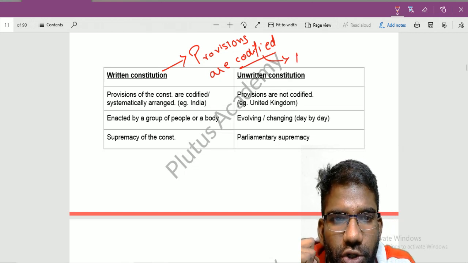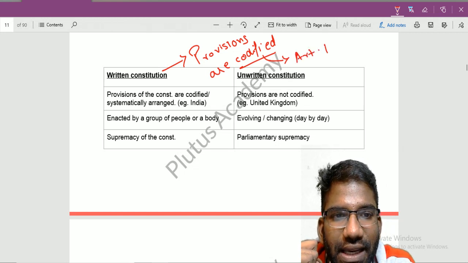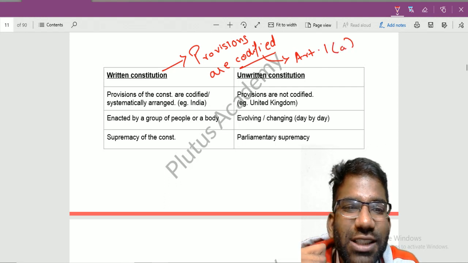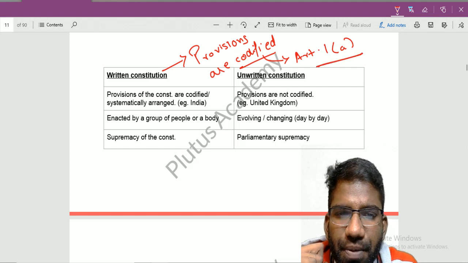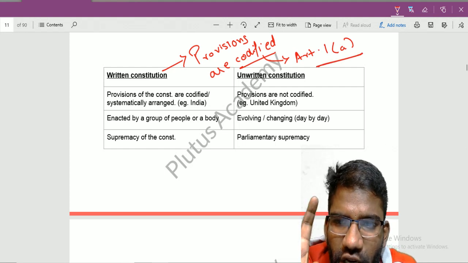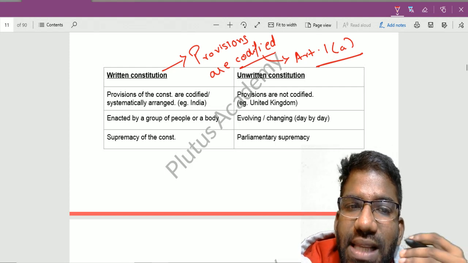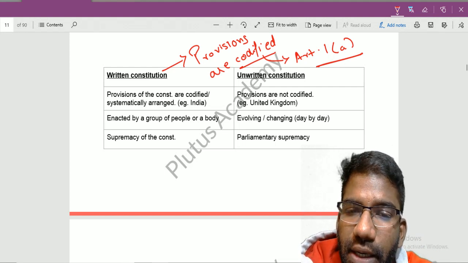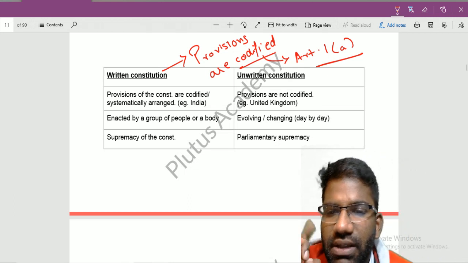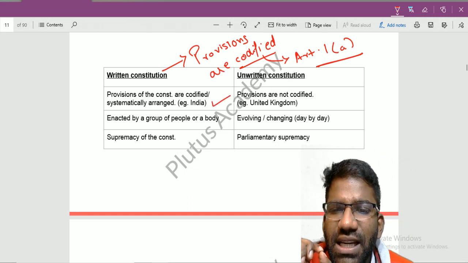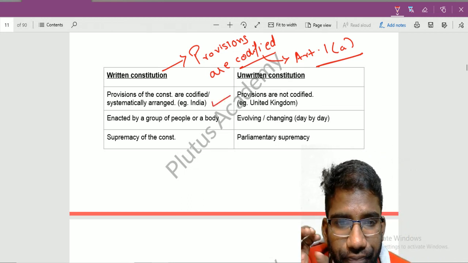Like in our constitution, you can see Article 1, Article 1A. That means Article 1, subclause A. This is codification: the provisions and the laws in the constitution are systematically arranged one after one. It is arranged like there is a pattern. That is the very basic aspect of a written constitution.